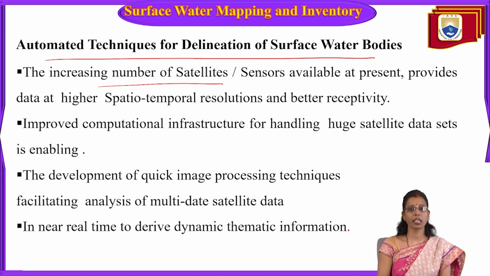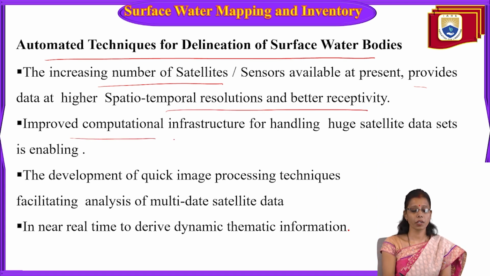Same area, if you take it after 2 or 3 months in the rainy season, you can see the surface water is totally increased. So if you do the mapping of that area's continuous changes, we can monitor and come to a conclusion whether conservation of the water resource is required or not. This will help us with the spatial temporal resolutions and better receptivity.